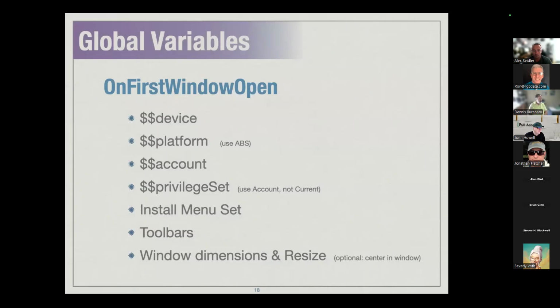When I make any app open up, I'm capturing the device, the platform. In the case of the platform, I'm using the absolute value so that Windows becomes a number 2, not a -2. I'm capturing the user's account name. Whatever the privilege set is, I'm using the account privilege set function, not the current privilege set. And I'm installing whatever menu set is appropriate for that user.